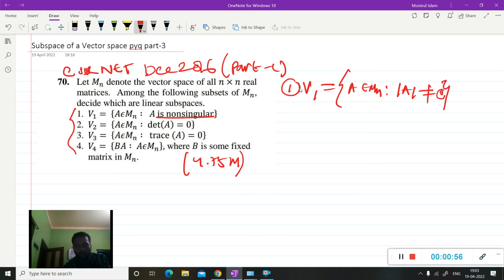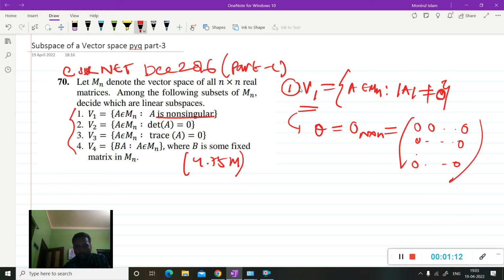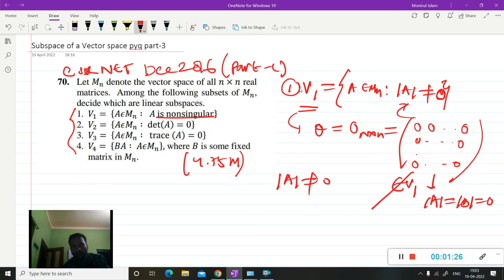We know that if it is a subspace, then the zero vector must be in the set. In this case the zero vector is nothing but the zero n cross n matrix. It is clear that this matrix does not belong to V1, because if it belonged to this set its determinant should be non-zero, but the determinant of the zero matrix is 0. So this matrix cannot belong to V1. Since the zero vector does not belong to V1, it can never be a subspace.